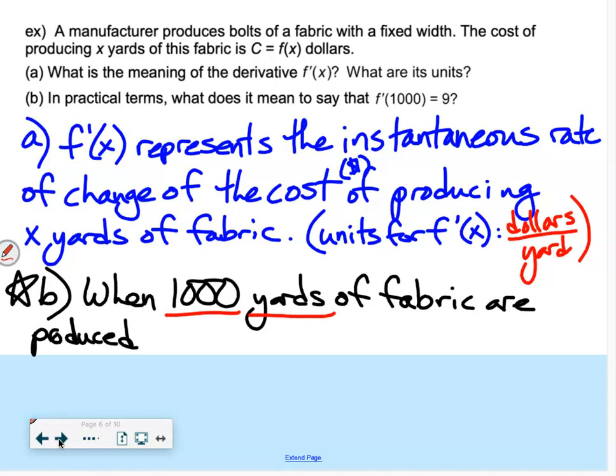A lot of people like to say, hey, when x equals 1,000, the whatever is whatever. X equals 1,000 doesn't say anything about the meaning of the input. You have to describe the input with units, or you're not going to get credit for your answer. Input with units and then derivative with units. It's got to have input and output. So next, when 1,000 yards of fabric are produced.